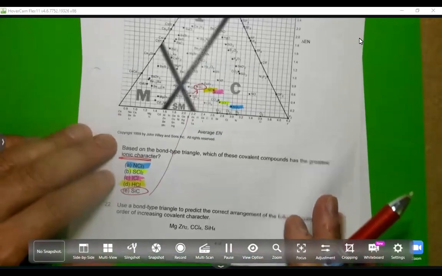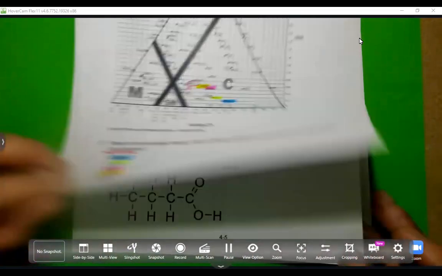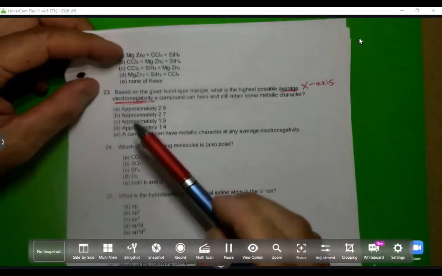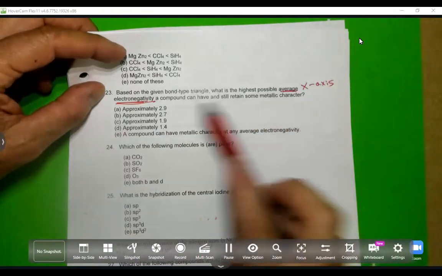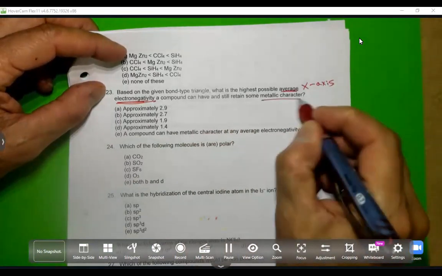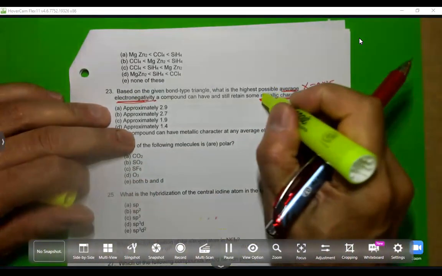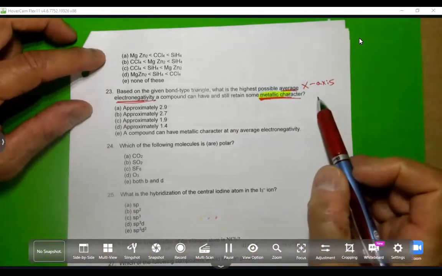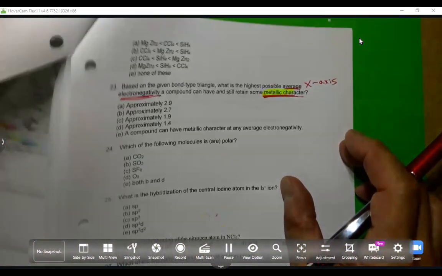22, 23. Based on the given bond type triangle, what is the highest possible average electronegativity a compound can have to still retain some metallic character? So we're talking about a metal. The average electronegativity is on the x-axis. Highest average to still have metallic character.